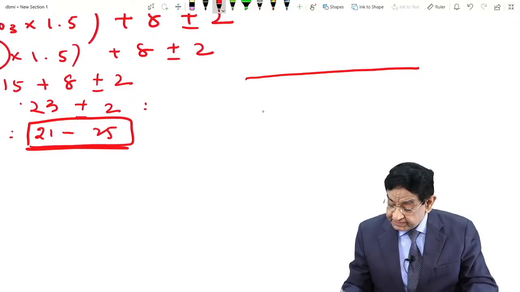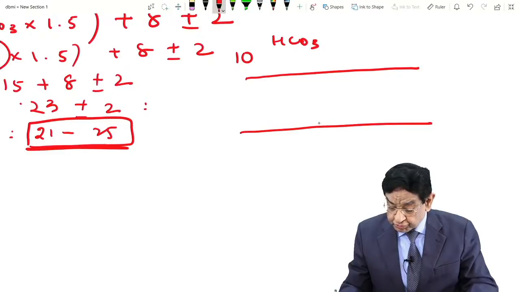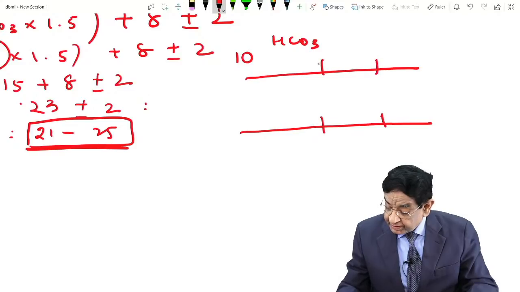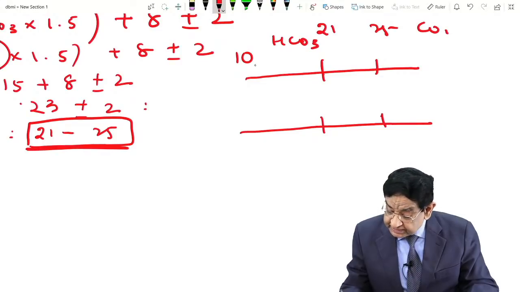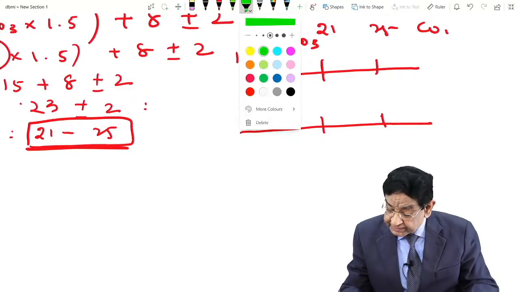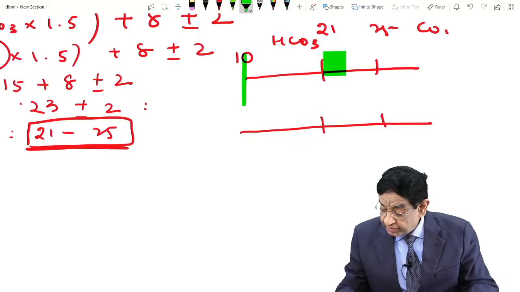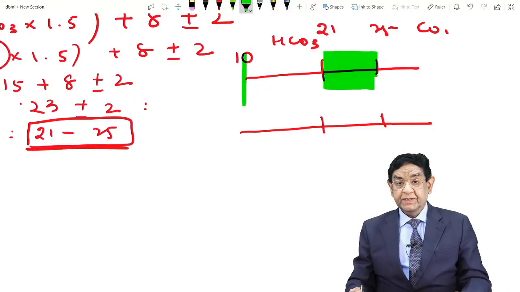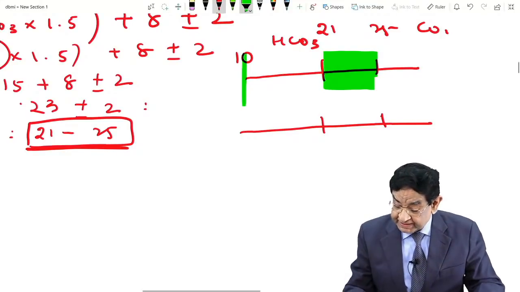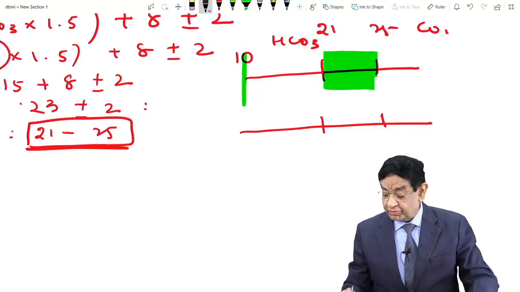Bicarb is 10. This is bicarbonate, and the CO2 should be in the range of 21 to 25. Got it? 21 to 25. Here lies the most confusing point.